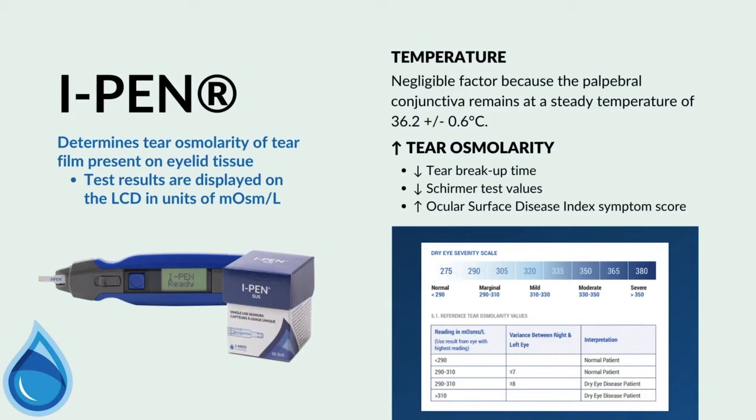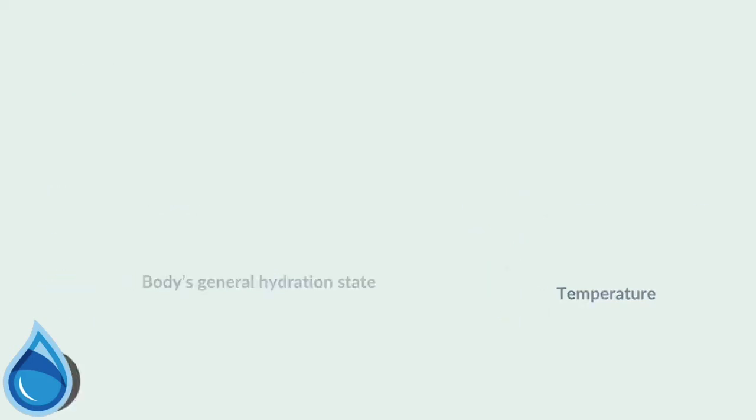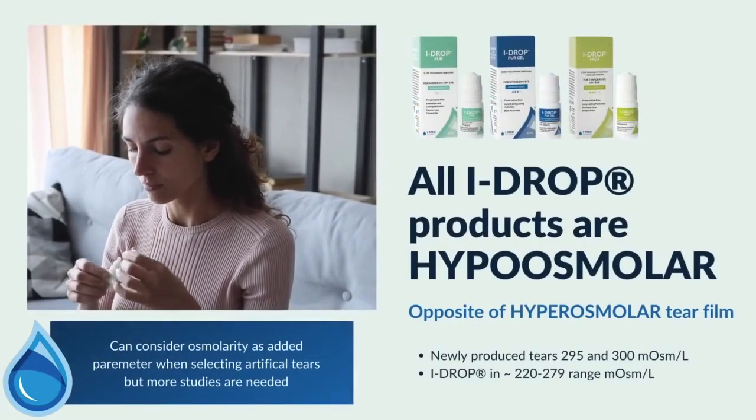Another thing to consider, temperature is negligible when it comes to the EyePen because the temperature of the palpebral conjunctiva, so that inner eyelid portion, remains stable throughout the reading. Osmolarity readings can vary depending on various factors, such as time of day, so in the morning versus the night, your osmolarity can change. The body's general hydration state, if you're dehydrated, that could affect osmolarity. Use of artificial tears, and finally temperature. But with the EyePen, you don't have to worry so much about temperature because, like we said earlier, the inner eyelid area remains stable. Temperature doesn't change throughout the day.